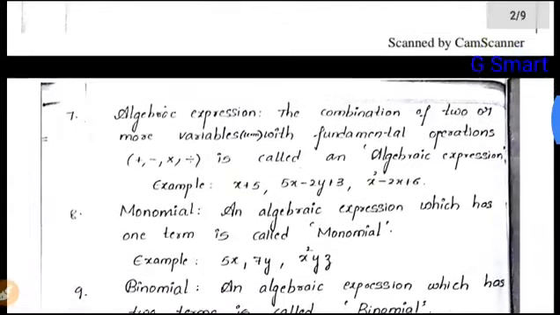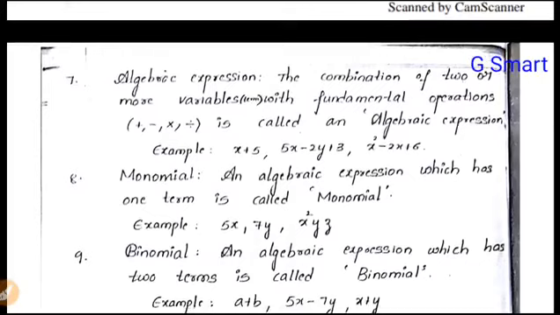Next, algebraic expression. The combination of 2 or more terms with fundamental operations plus, minus, into, division is called an algebraic expression. Examples: x plus 5, 5x minus 2y plus 3, x minus 2y plus x square minus 2x plus 6. These are examples of algebraic expressions, because they have 2 or more terms with fundamental operations. Fundamental operation means plus, minus, into, division.